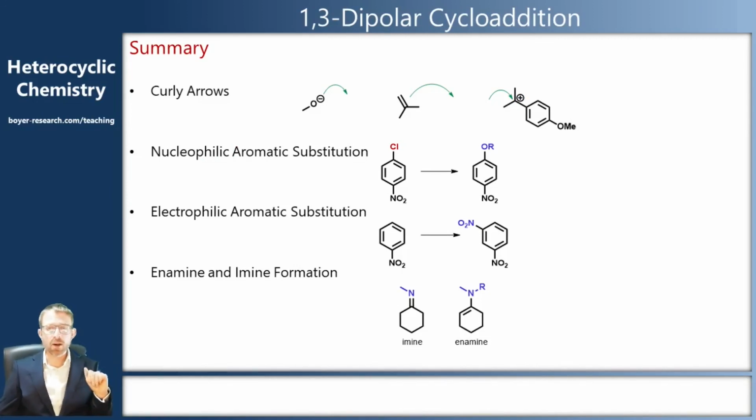Okay, so we've had a quick look at 4 key areas which are essential to the rest of this course. First of all, we've revisited curly arrows, the movement of 2 electrons, and we've seen what we need to be able to draw good quality curly arrows. Then we looked at the reactions of aromatic systems, specifically nucleophilic aromatic substitution of electron-poor aromatic systems, and electrophilic aromatic substitution. Finally, we had a look at enamine and imine formation, where we can take an amine and a carbonyl, and they will condense to give us the enamine or imine, depending on the type of amine that we start with.